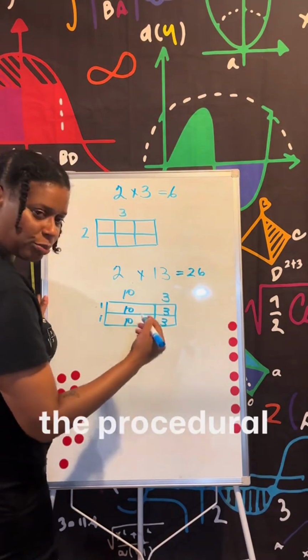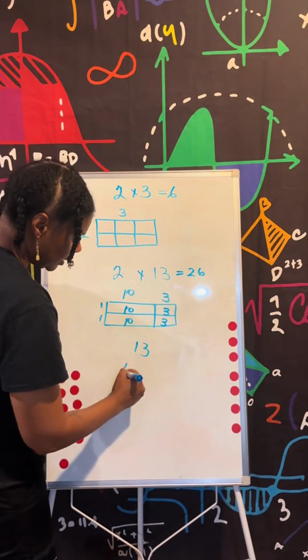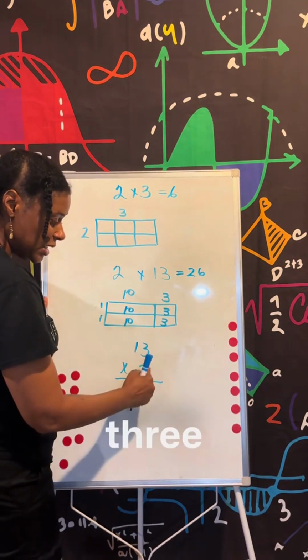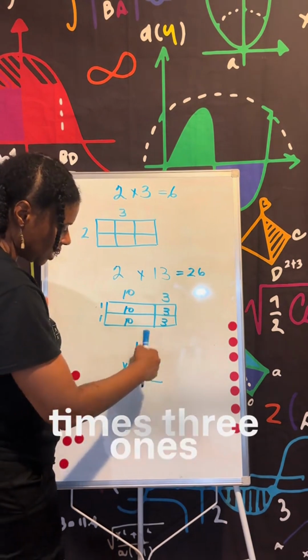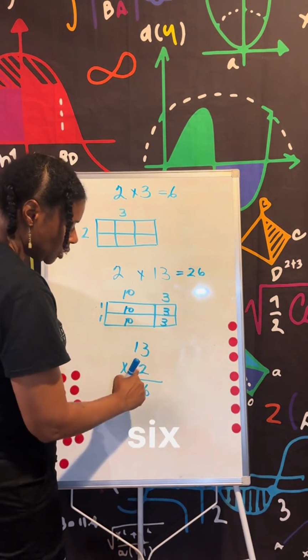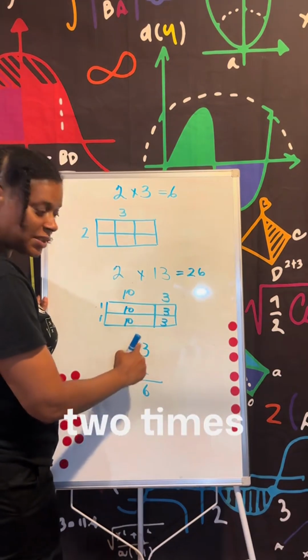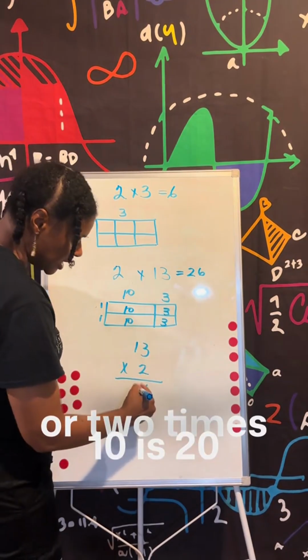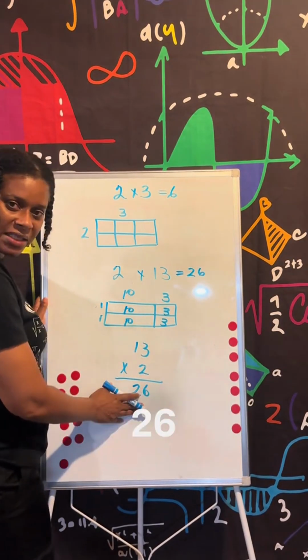If it's straight the procedural way, times 2. Again, 2 times 3. This is 2 1s times 3 1s. 2 times 3 is 6. 2 times 1, that's really 2 times 10. The 1 is in the tens place. 2 times 1 or 2 times 10 is 20. You end up with 26.